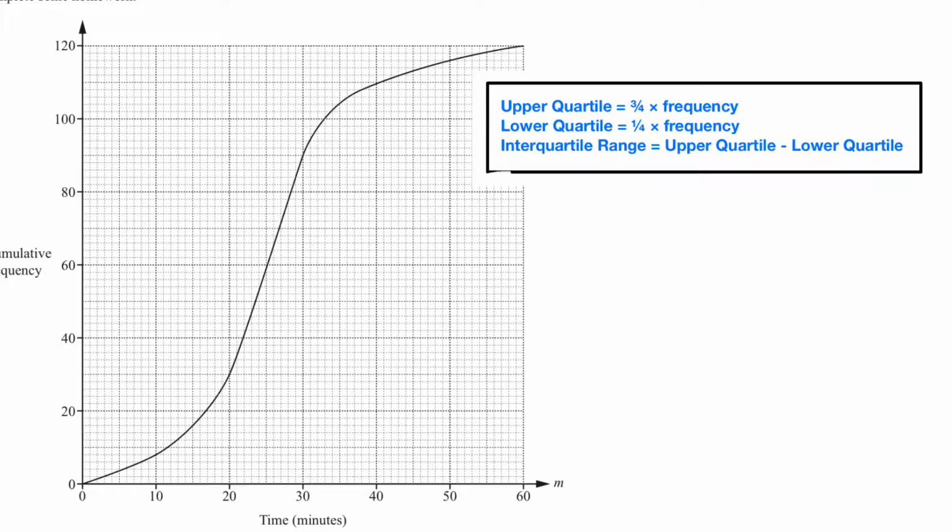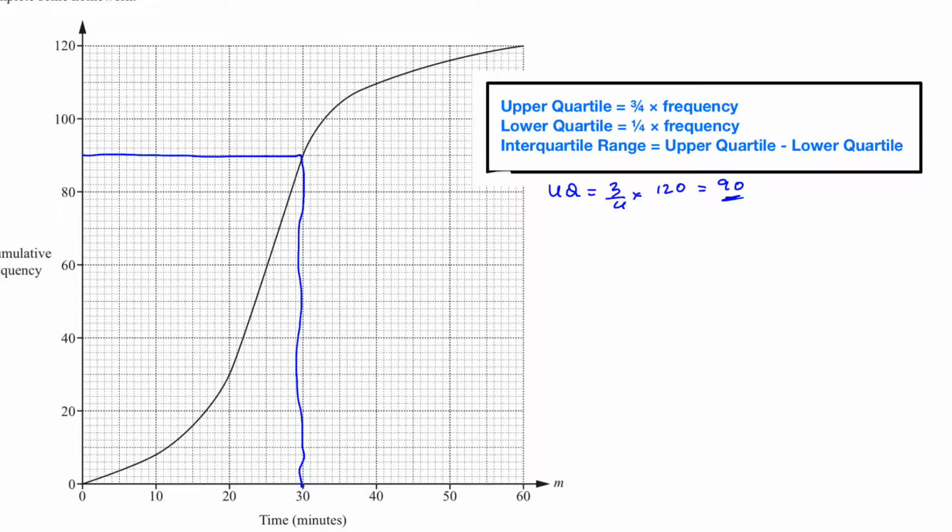So to find the upper quartile, we'll do 3 over 4 multiplied by 120, which is 90. This will give you the position. So where is 90? 90 is here. And what's the corresponding x value?